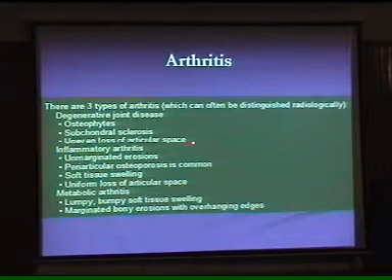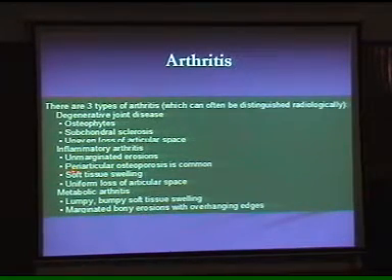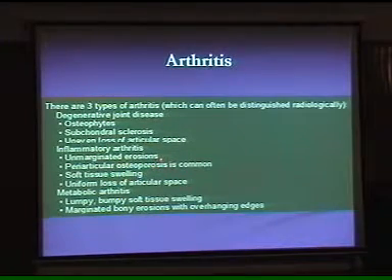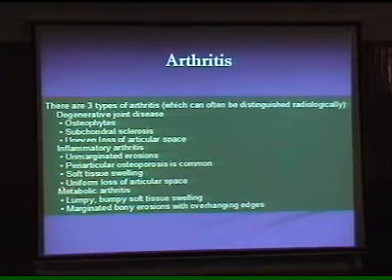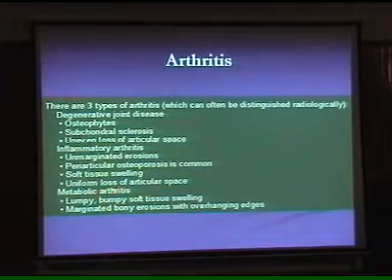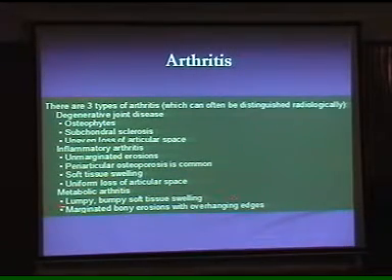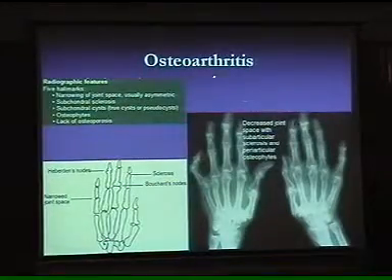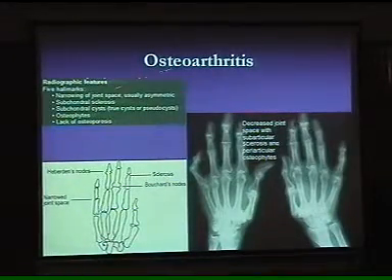Number two, inflammatory arthritis: marginal erosions, periarticular osteoporosis, and soft tissue swelling, which is most common in cases of rheumatoid arthritis, with uniform loss of articular spaces, lumpy, bumpy soft tissue swellings, and marginated bony erosions with overhanging edges. I'll just show you how the osteoarthritis changes are seen.